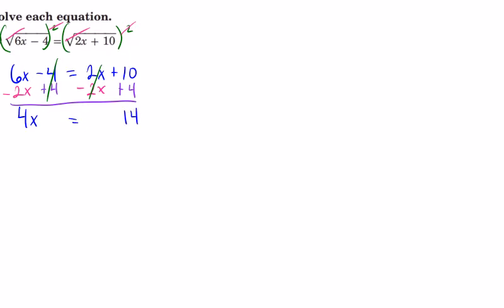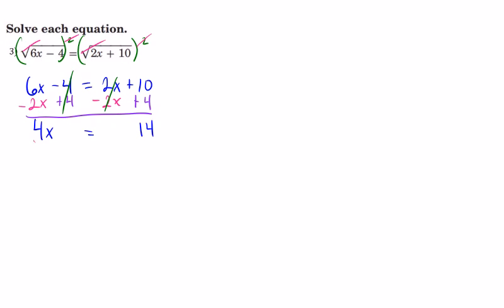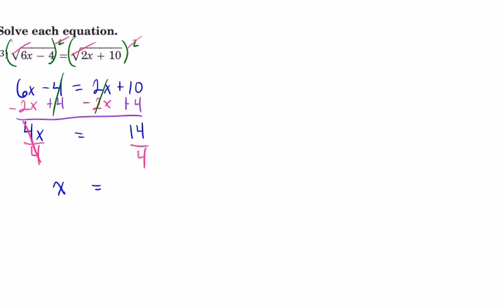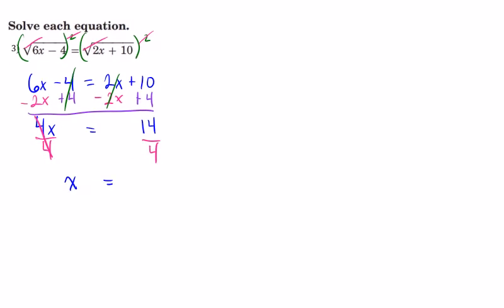We can divide both sides by 4. And so we get x equals 14 over 4. They both have a common factor of 2, so we can reduce that to 7 over 2. That's our final answer.